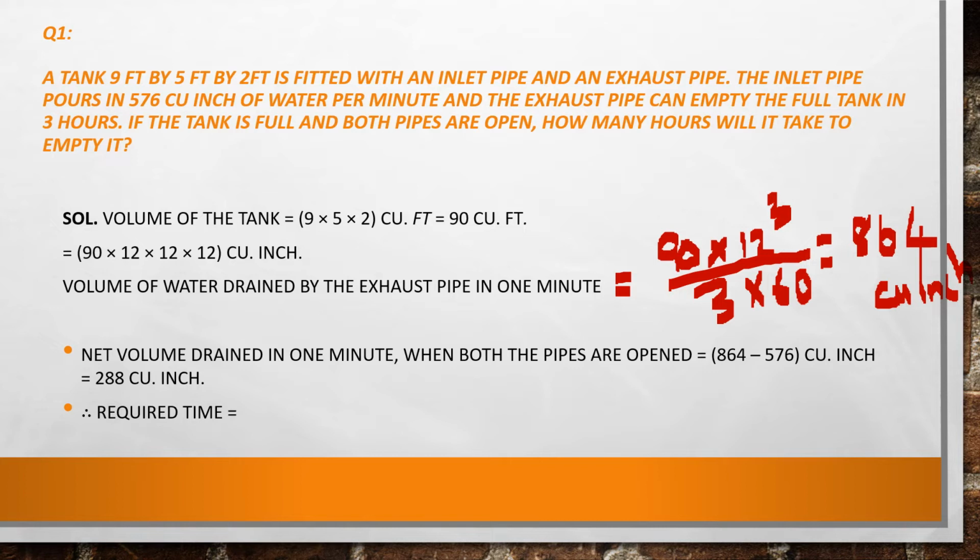Now the net volume drained in 1 minute when both the pipes are opened is given by 864 minus 576, where 576 is the rate of water entering through the inlet pipe. So what is 864 minus 576? 288 is the net volume drained in 1 minute.